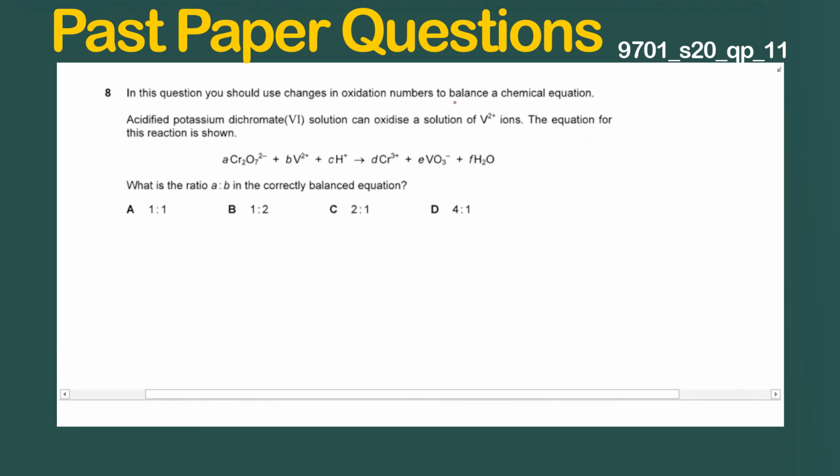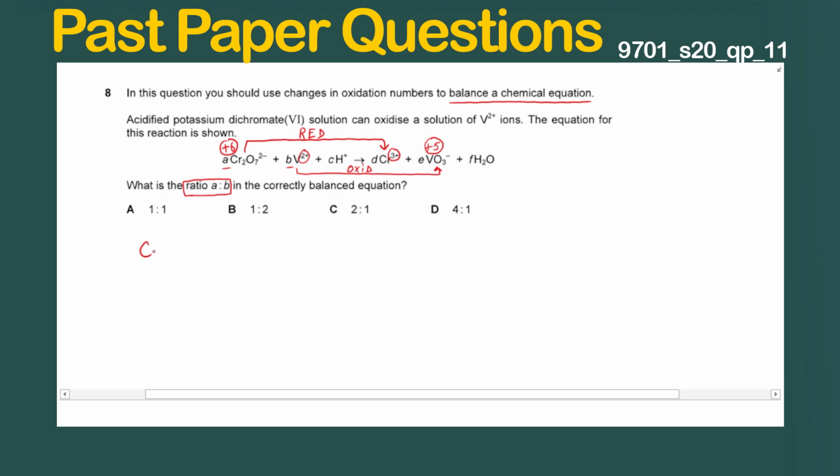Let's try to balance this redox equation now. In this question, we have chromate ion that is converting into Cr3+ and V2+ is converting into VO3-. We have to find the ratio of the A and B coefficient. These are the coefficients. So chromate ion that is having +6 oxidation state, which is converting into +3. So reduction is taking place on this side. And vanadium is having +2 oxidation number here. On this side, it is having +5 oxidation state. So the oxidation is taking place on this side.